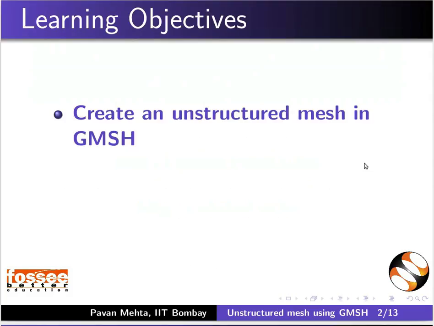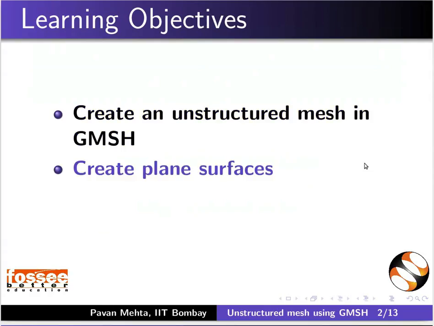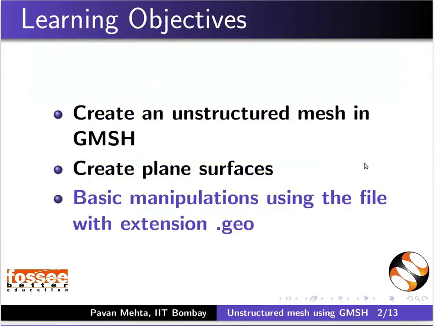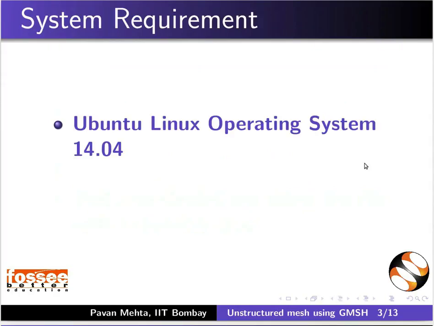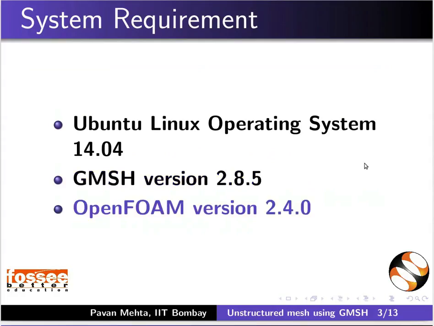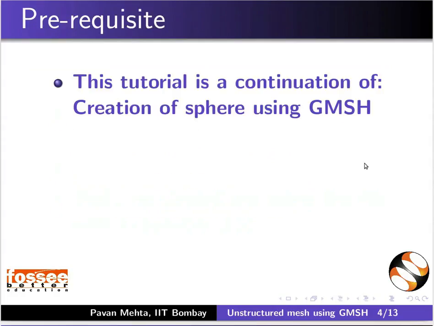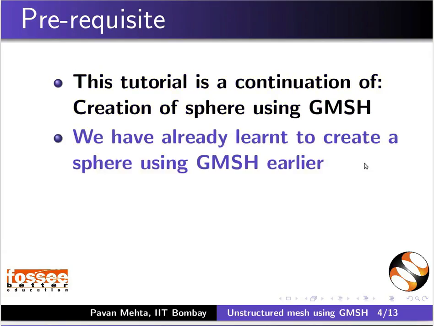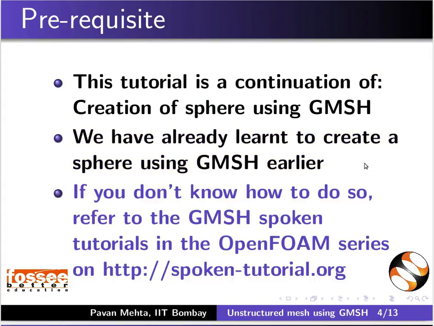In this tutorial, we will learn to create an unstructured mesh in Gmsh, create plane surfaces, and do basic manipulation using the file with extension .geo. To record this tutorial, I am using Ubuntu Linux operating system 14.04, Gmsh version 2.8.5, and OpenFOAM version 2.4.0. This tutorial is a continuation of creation of sphere using Gmsh. We have already learned to create a sphere using Gmsh earlier. If you don't know how to do so, refer to the Gmsh spoken tutorials in the OpenFOAM series on this website.